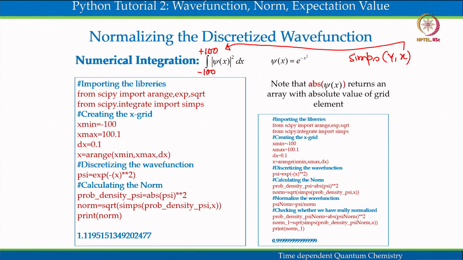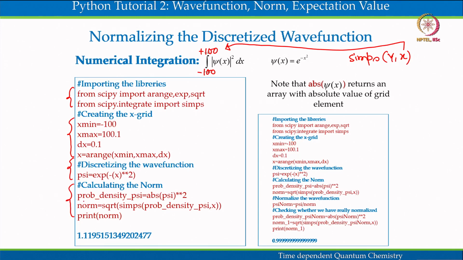So we will see that the first two lines are importing the libraries. Then we have to definitely create the x grid. Once we have created the x grid, we have to discretize the wave function. We have already seen how to do that. Then these are the new steps for the normalization, and these are very simple 3 normalization steps.